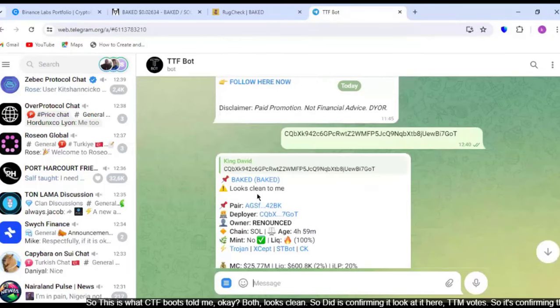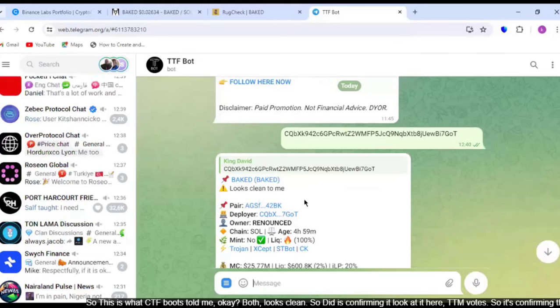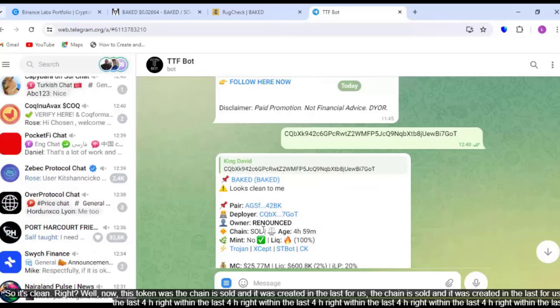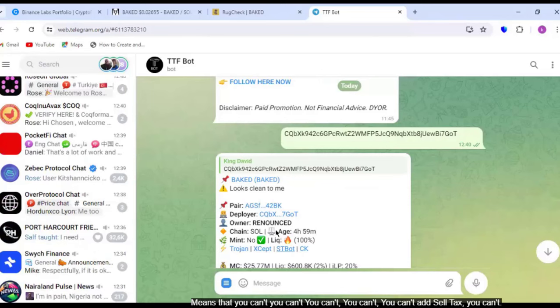Okay, both look clean. So the TTF bot is confirming it. Look at it here, TTF bot. So it's confirming that it's clean. Ownership is renounced. Now, this token is on the Solana chain, and it was created in the last 4 hours, right? Now, ownership renounced means that you can't mint more tokens. You can't add sell tax. You can't.